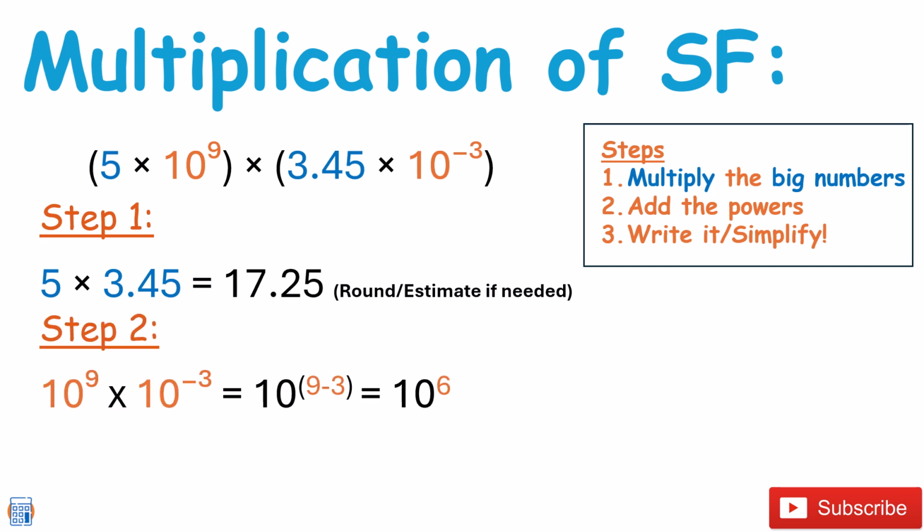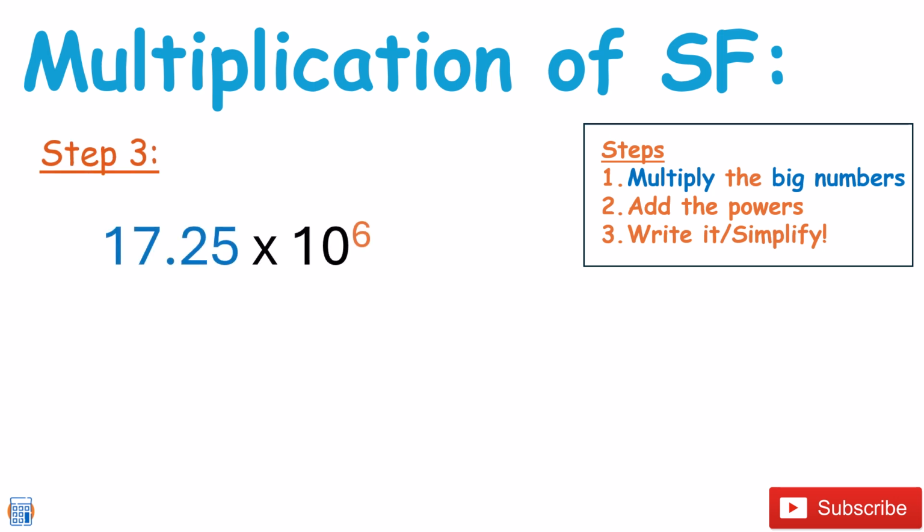Going to be adding the powers now. So I'm going to write down 10 to the 9 and then 10 to the minus 3, which if you do 9 take away 3, gives you 10 to the 6. And then finally, simplify it and write it down. You get 17.25 times by 10 to the 6.